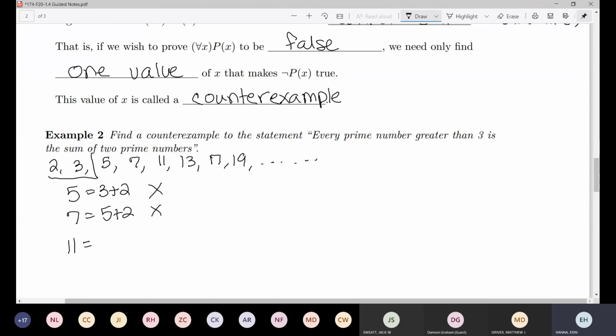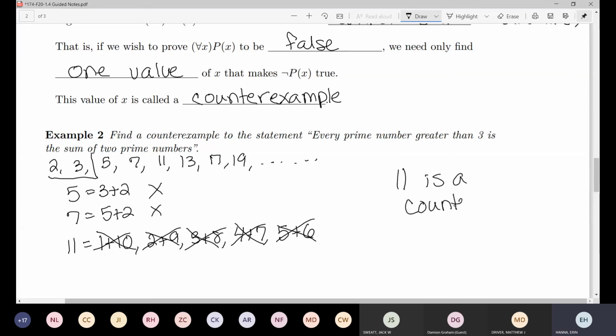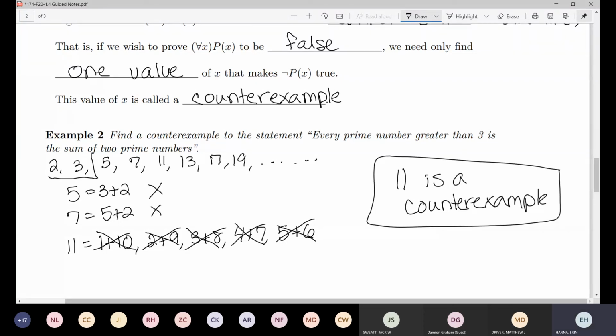So let's write all the ways we could find the sum of 11. There's not as many as you think. We could do 1 plus 10. We could do 2 plus 9. We could do 3 plus 8. 4 plus 7. 5 plus 6. And then they start repeating just in the opposite order, so we stop. Well, those aren't two primes. Those aren't two primes. Oh, I found it. 11 is a counterexample, because it is a prime number that is not able to be written as the sum of two primes. That makes sense? Questions, concerns?